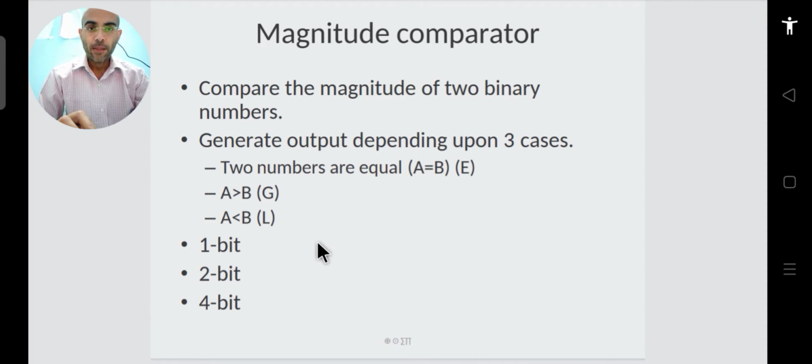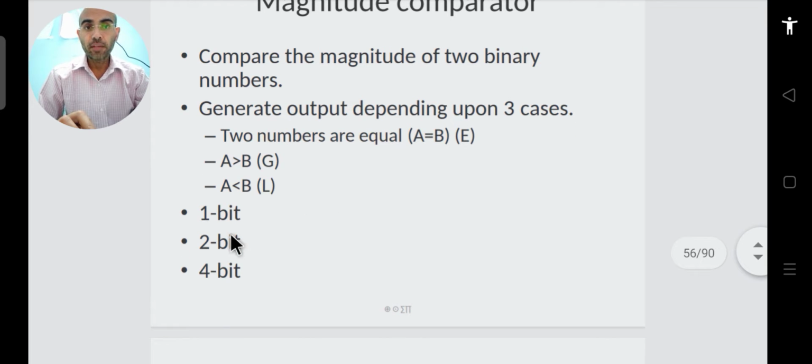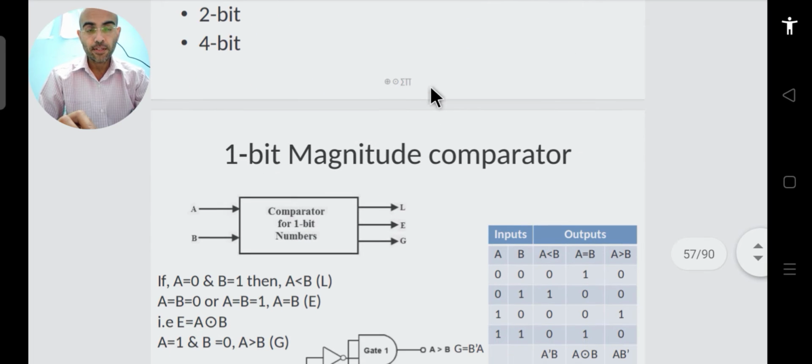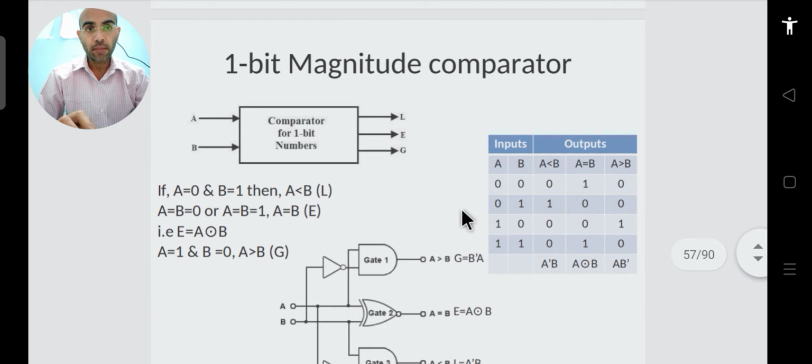We'll study the 1-bit magnitude comparator, then the 2-bit magnitude comparator, and then the 4-bit magnitude comparator. Because this is 2 to the power 0, 2 to the power 1 and 2 to the power 2, in this order we'll study. So let's see the 1-bit magnitude comparator.